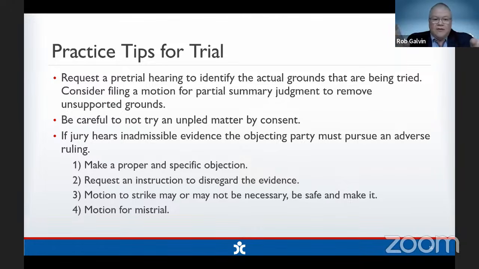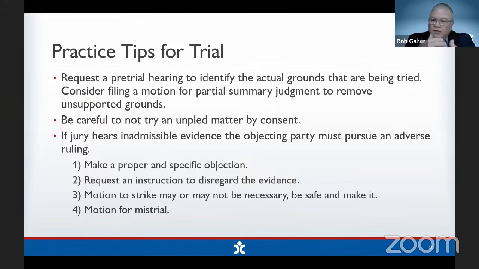Be careful that you don't try any unpled matter by consent at trial. That happens frequently. I'm in the middle of a trial right now where that is actually occurring. If a jury hears inadmissible evidence, the objecting party must pursue an adverse ruling. So here are the four steps to take.